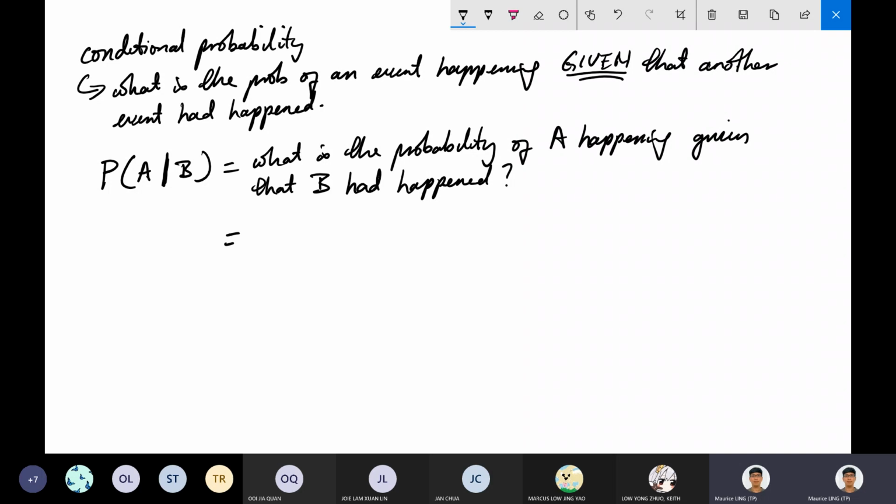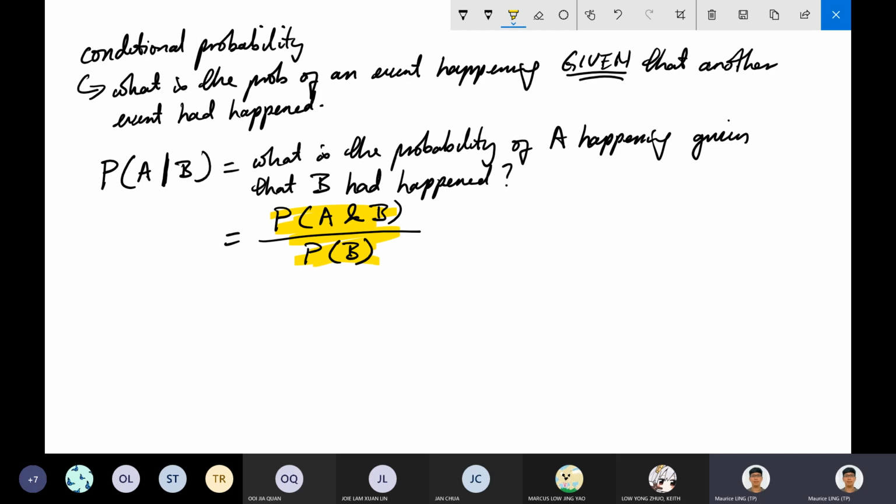And the formula is the probability of event A and event B happening, divided by the probability of event B happening. Okay, this is the formula. So this is very important. This is the formula itself. Okay. So let's use this to find out something.